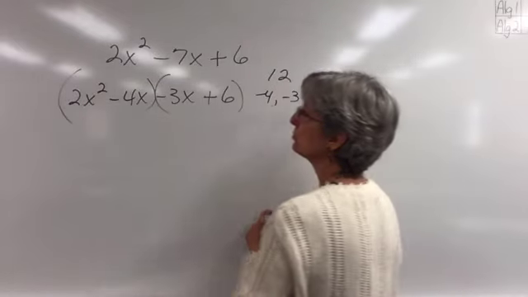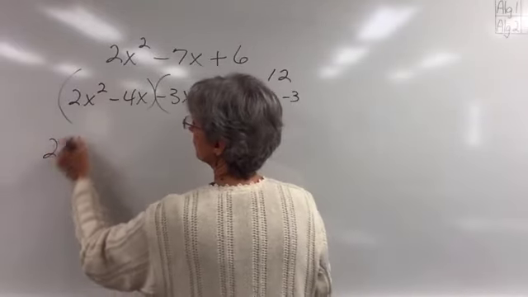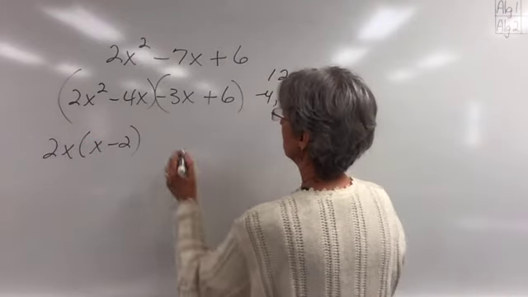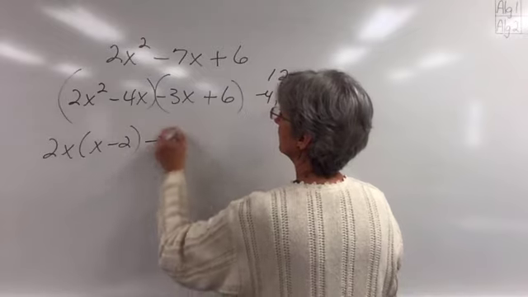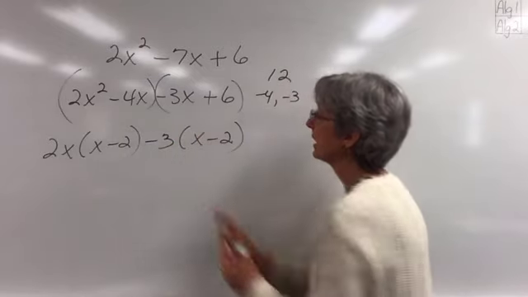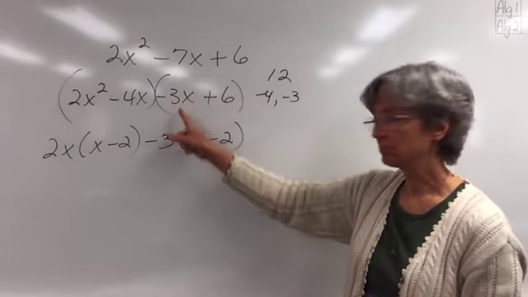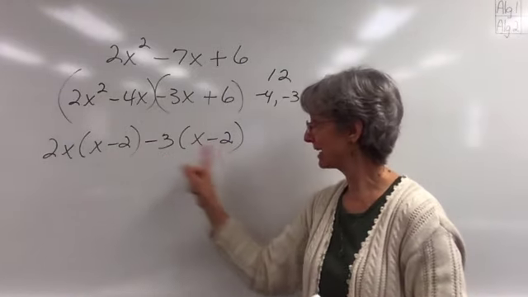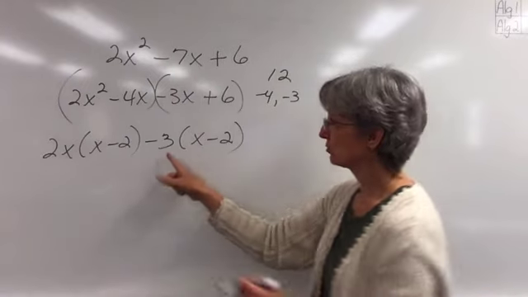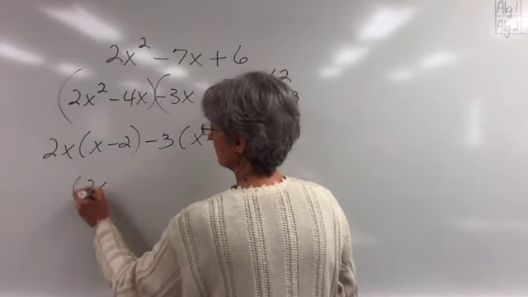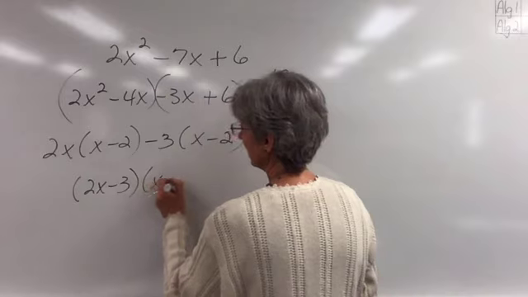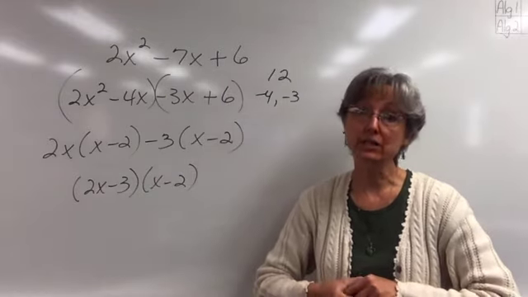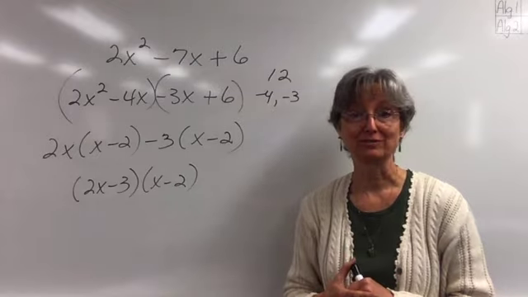Put it in two groups. Find the greatest factor, 2x, x minus 2. And I'm going to pull out the negative 3, x minus 2. I don't want this to be negative, so I pulled out the negative, which changed both of these signs, and I did it right because my x minus 2's match. So now this is 2x minus 3 times x minus 2, and I can FOIL to check my answer. This one had some tricky sign issues.